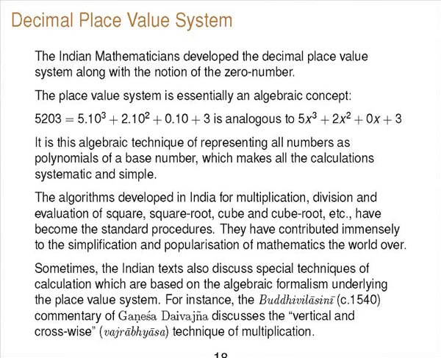Sometimes the Indian books do give some special techniques also, which are essentially originating out of the place value system. For instance, the commentary Buddhi Vilasini of Ganesha Daivagya on Leelavati discusses what is currently popularly known as the Vajrabhyasa method of multiplication, the vertical and crosswise method of multiplication.